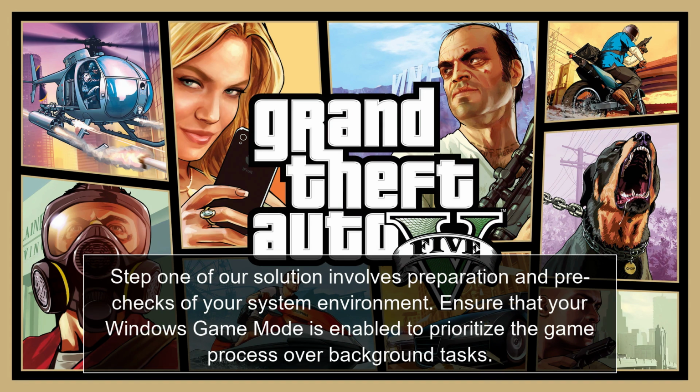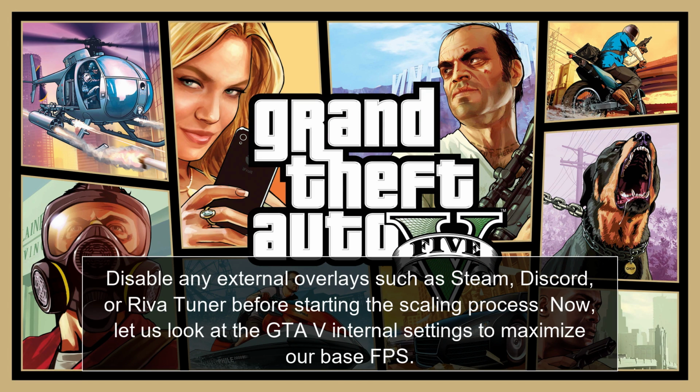Ensure that your Windows game mode is enabled to prioritize the game process over background tasks. Disable any external overlays such as Steam, Discord, or RivaTuner before starting the scaling process. Now, let us look at the GTA 5 internal settings to maximize our base FPS.